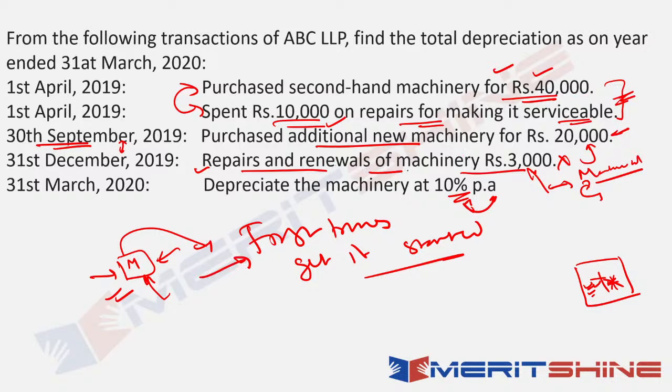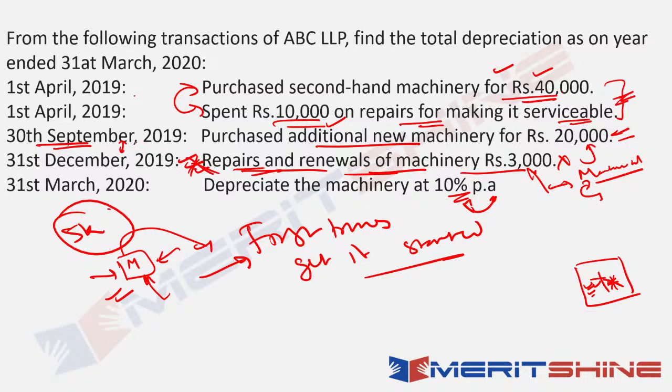The extra costs on the machinery which you are doing, unless there is a proven increase in the life of the machine, you will not account for it as cost. This will get expensed. These repairs and renewals will get expensed. So my purchase is this 40 plus 10, 50, from 1st April to 31st March, a complete year. 10% of 50,000 will be 5K, and this is 20K. These are getting expensed, the repairs, etc.